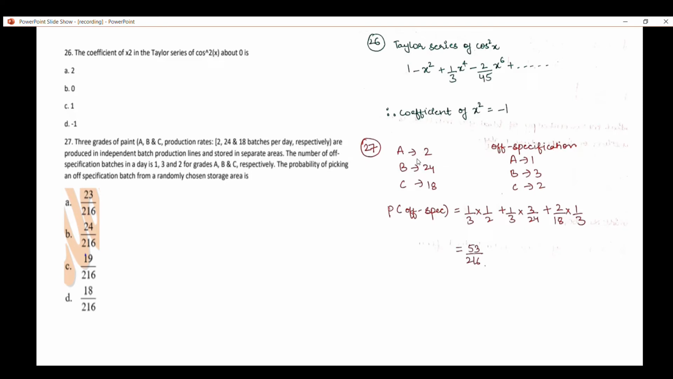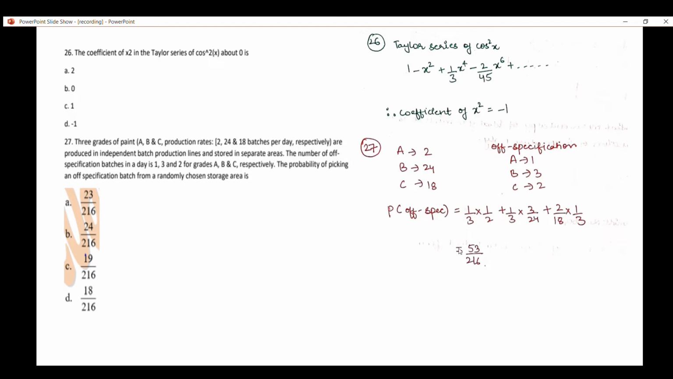So out of these three areas, the probability of choosing one is 1 by 3, and the probability of choosing an off-spec batch is, for A, 1 by 3 into 1 by 2, for B, 1 by 3 into 3 by 24, plus for C, 2 by 18 into 1 by 3.